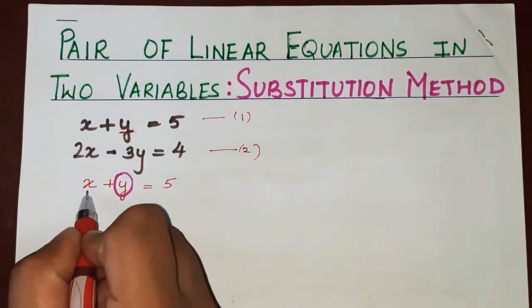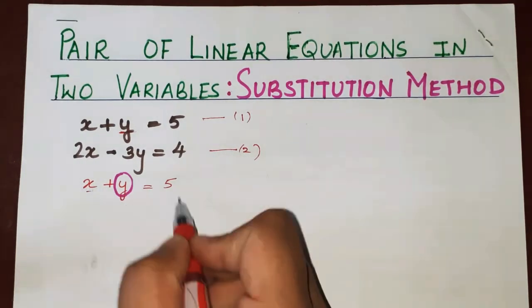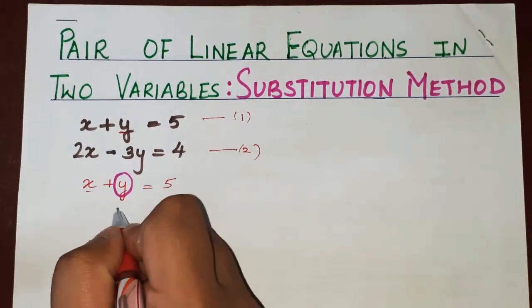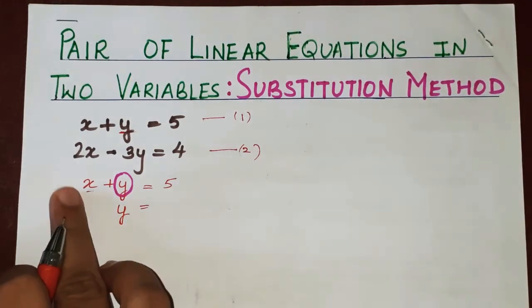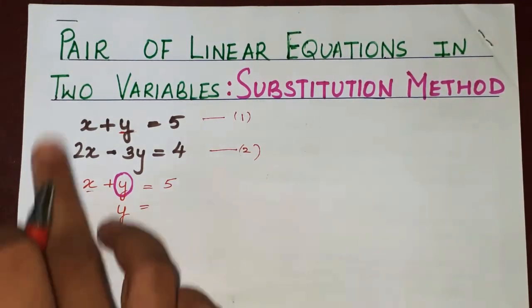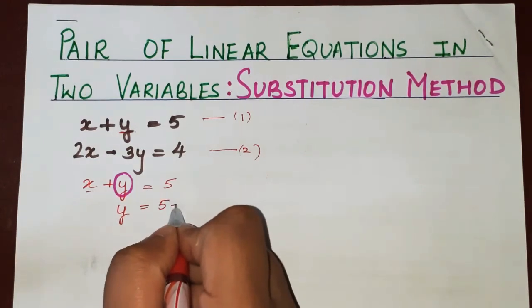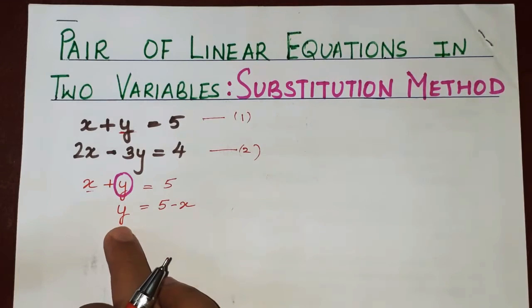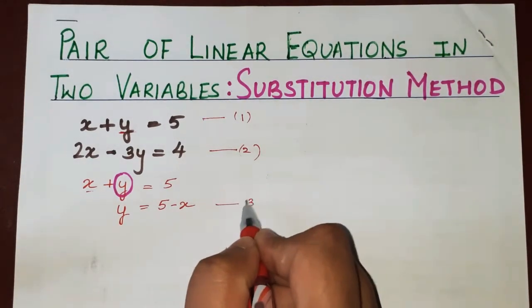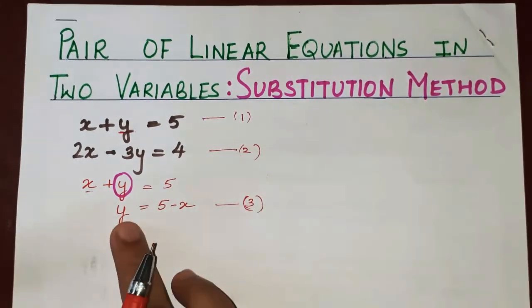So only one thing is there, that is this x. So I'm going to take this x on the right hand side, and keep this y here. This x is positive, since there is no sign, it is positive. So when I take it on the other side, it will become negative, 5 minus x. Okay, so this is the value that I have created for y. This is my third thing.